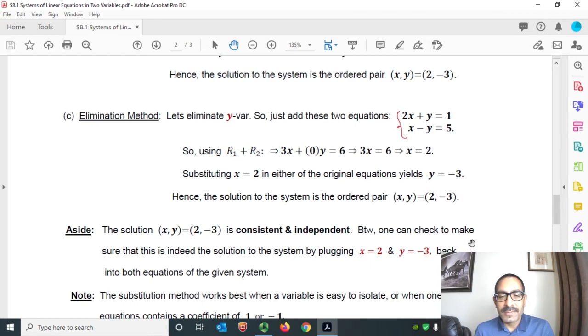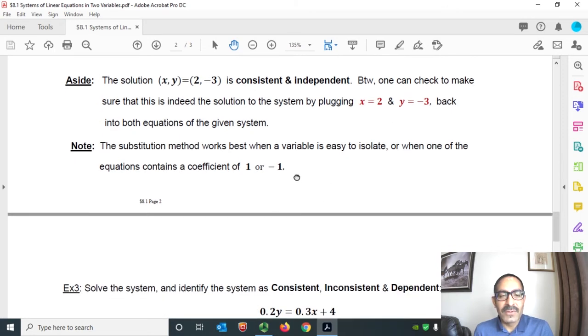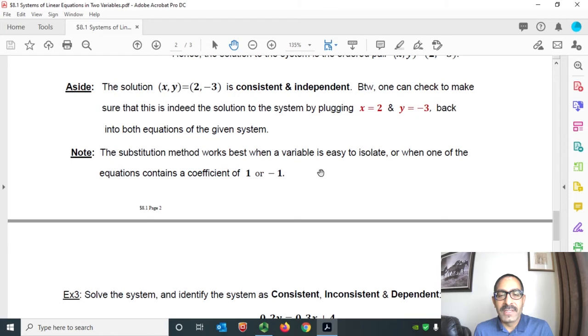Now let's move on. Quick aside: the solution we just found, x equals 2 and y equals minus 3, is consistent and independent. By the way, one can check that this is indeed the solution to the system by plugging x equals 2 and y equals minus 3 into the system. Quick note: the substitution method works best when a variable is easy to isolate or when one of the equations contains a coefficient of 1 or minus 1.